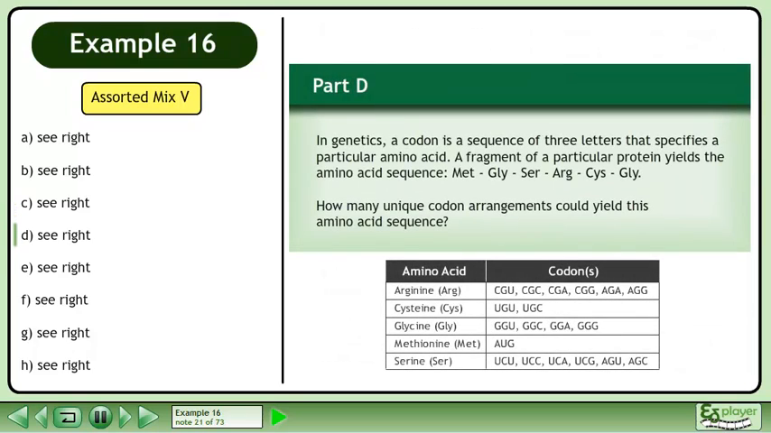Now we'll move on to part D. In genetics, a codon is a sequence of 3 letters that specifies a particular amino acid. A fragment of a particular protein yields the amino acid sequence shown. How many unique codon arrangements could yield this amino acid sequence?